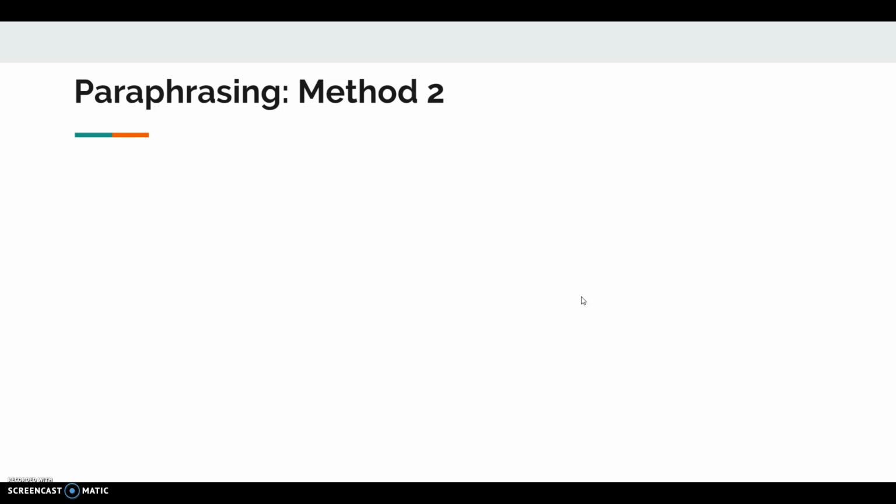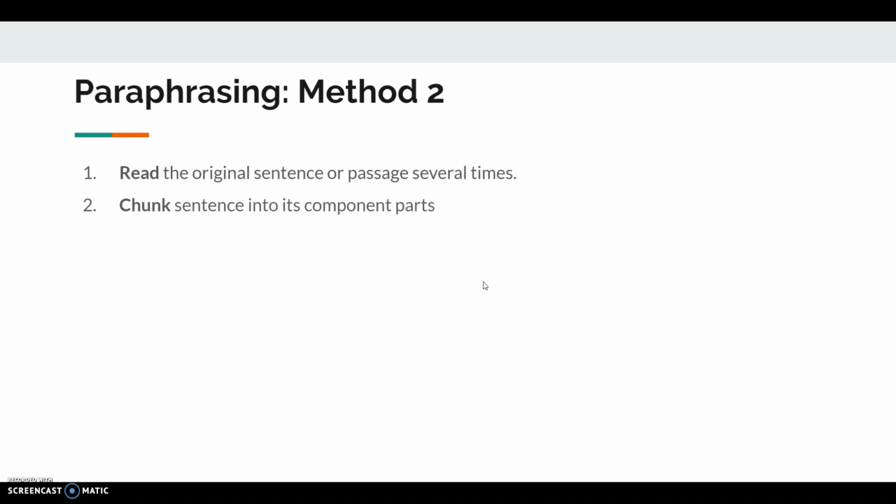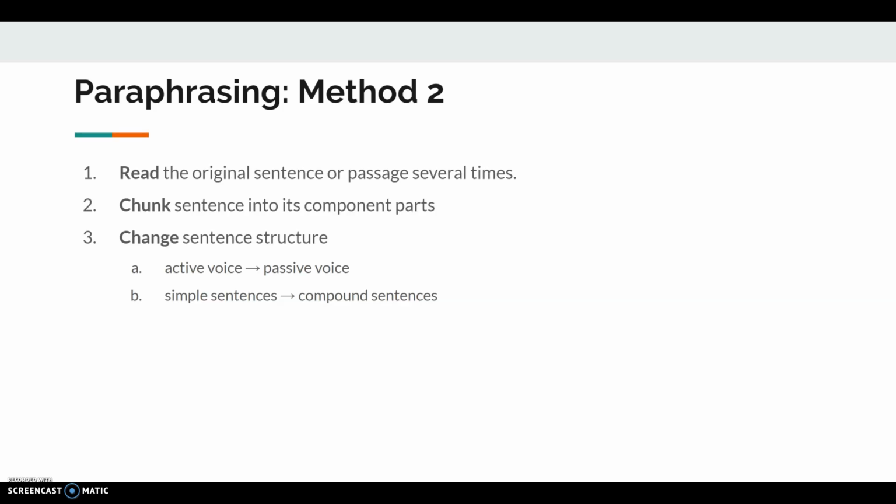For paraphrasing method 2, we again follow some steps, but these steps are more broken down here. So we start by reading the original sentence or passage several times so that we understand what the writer is explaining. Then we chunk the sentence into its component parts. We change sentence structure. Some of the ways that we can change sentence structure include changing active voice to passive voice, changing simple sentences to compound sentences, and moving prepositional phrases and adverbials around in the sentence.